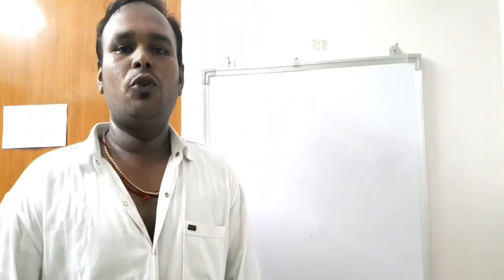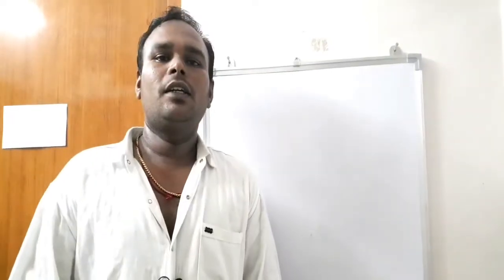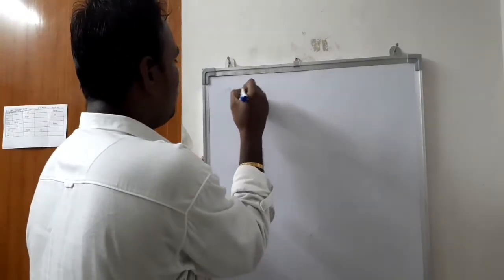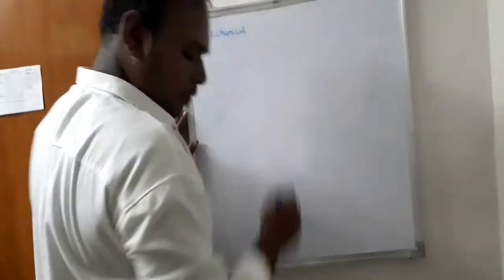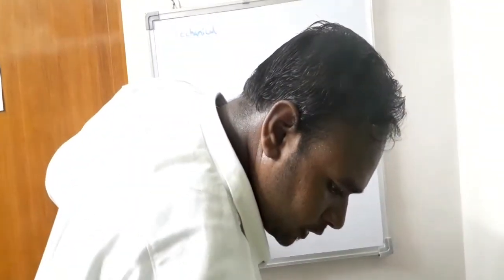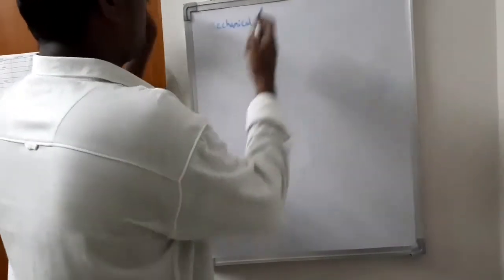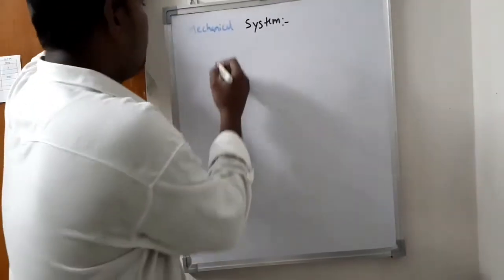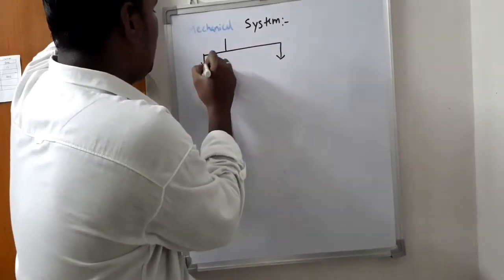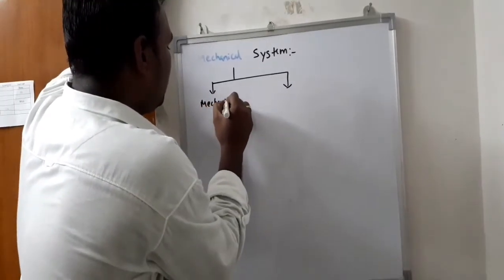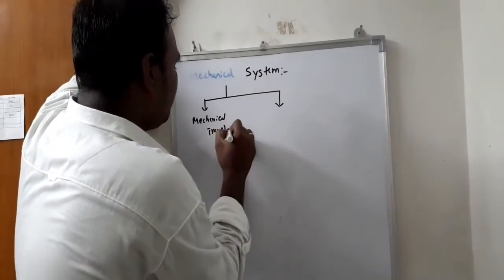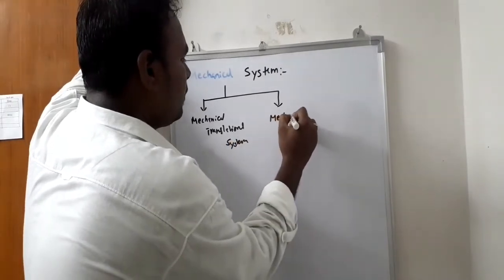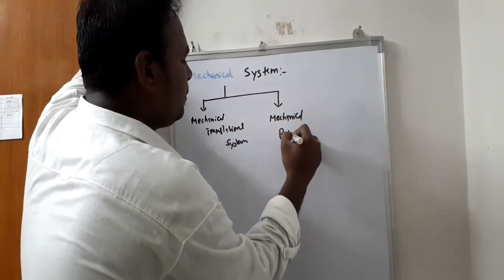So today we are going to know about the mechanical systems and electrical systems. Okay, so first we are going to know about the mechanical system. There are two types of mechanical systems. First one is the mechanical translational system and another one is the mechanical rotational system.